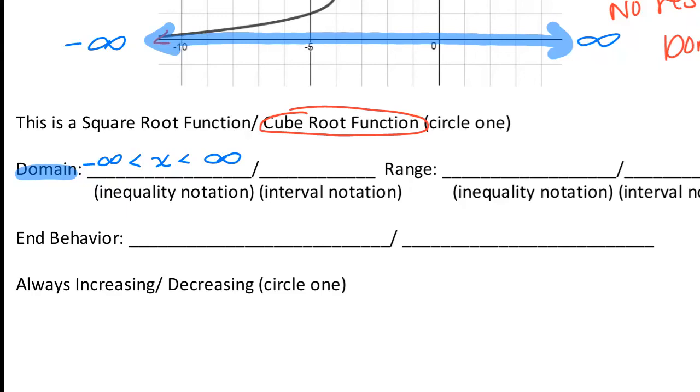And then in interval notation, I start from the left to the right. So from negative infinity to positive infinity. And those are both parentheses because they're both infinities. And those are the x values for the domain.